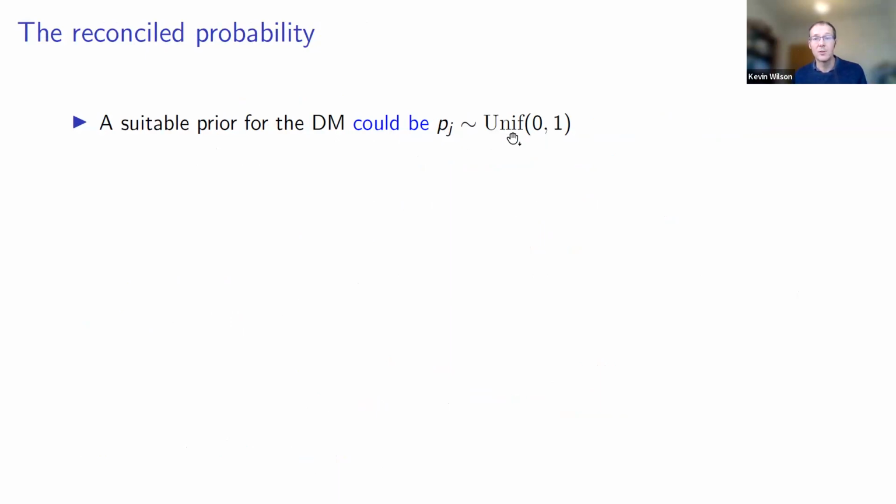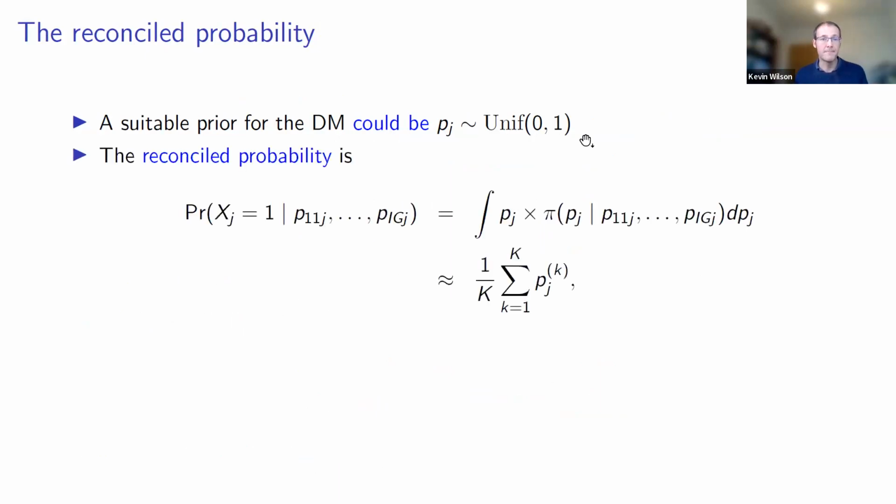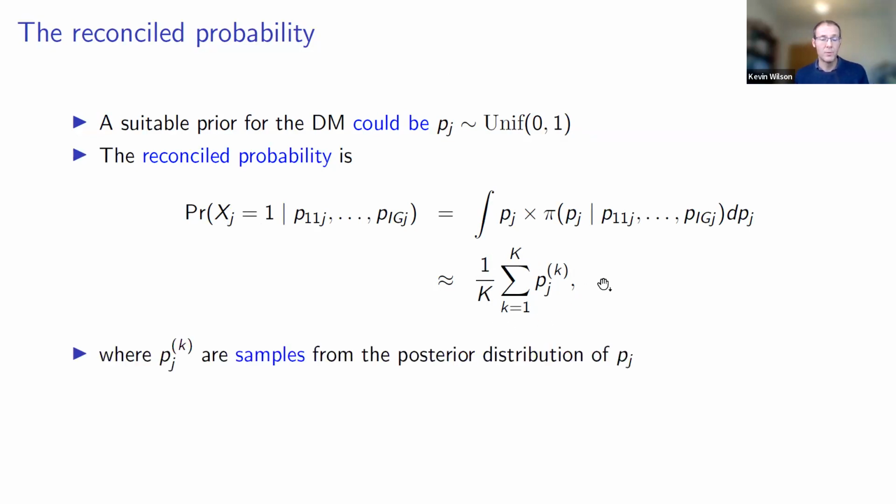And if the decision maker doesn't do anything, we could give them a uniform on 0, 1, or equivalently a beta 1, 1 prior. And then the reconciled probability, when the decision maker has observed each of the probabilities given by the experts, is just the posterior predictive probability that the binary event is equal to 1. Or in other words, we can get samples from this bottom level, the PJ level in our hierarchy, from our MCMC scheme, and it's just the average probability from those samples. So it's really easy to work out when we take samples from the posterior distribution using MCMC methods.